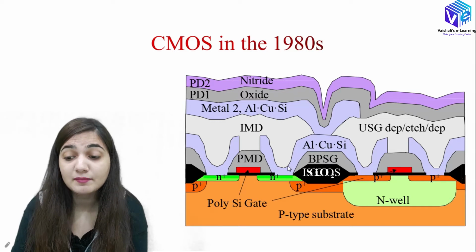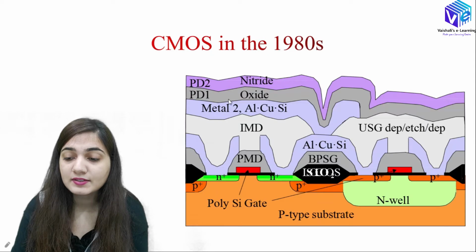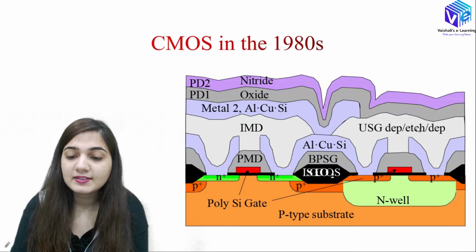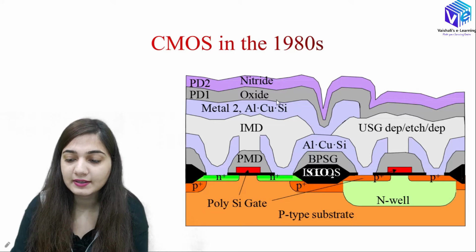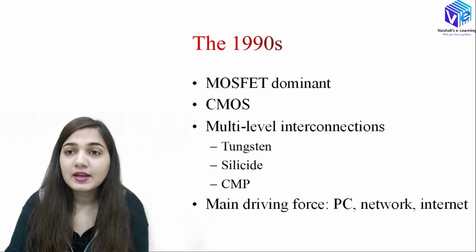help of aluminium, copper and silicon alloy. Okay, so after that we will be having undoped silicate glass layer. Okay, and second layer of the metallization. This is the second interconnection level with the help of aluminium, copper, silicon alloy. After that we will be having oxide and the nitride layer. Okay, so this is somewhat complex structure that was used in the 1980s.